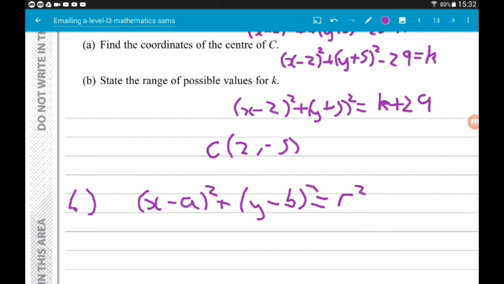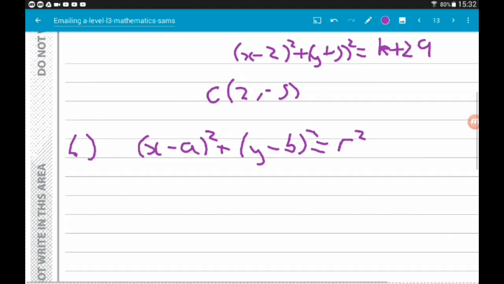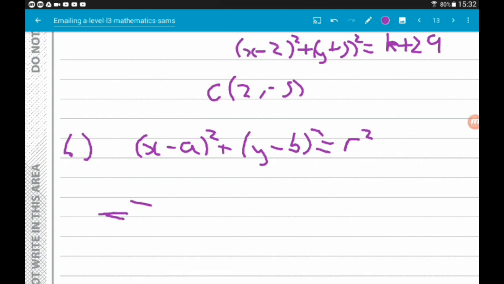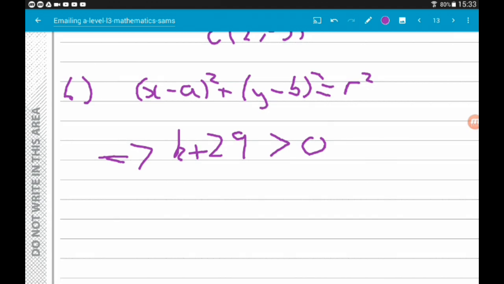What that tells us, most importantly, is that k plus 29 has to be positive. It has to be greater than 0 because it's a length squared, so it has to be positive. So k plus 29 has to be greater than 0, so that tells us k has to be greater than minus 29.